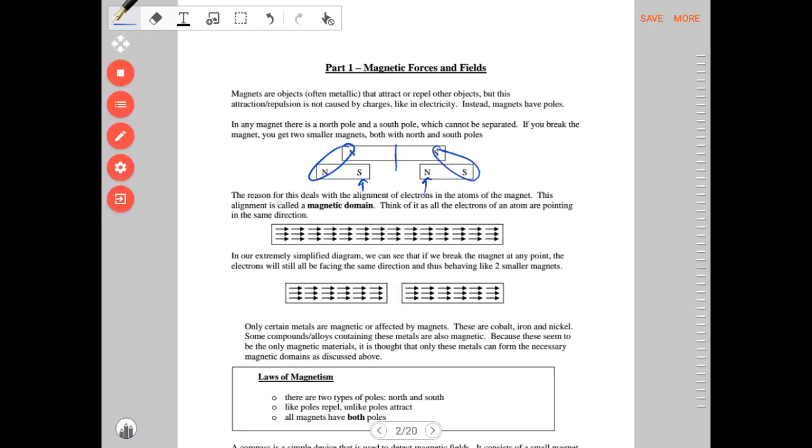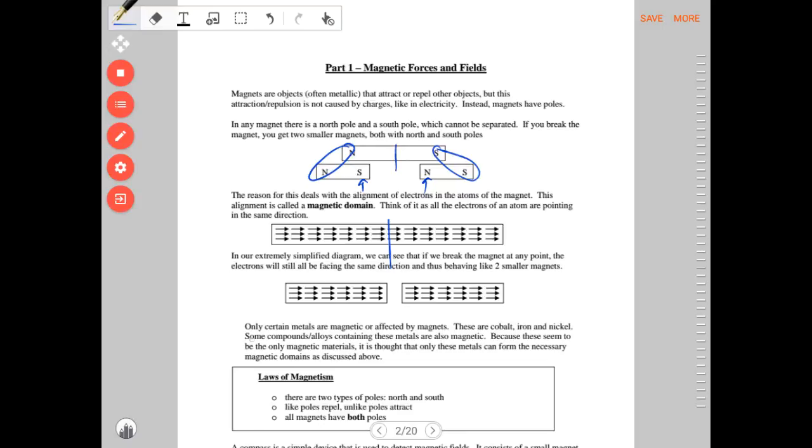This alignment is called a magnetic domain. Think of it as all of the electrons of the atoms pointing in the same direction, kind of like this. Now, please understand this is an extremely simplified diagram. But we can see that if we break the magnet at any point, the electrons will still be facing the same direction and then behave like two smaller magnets. We break that, it doesn't change the direction of the arrows. So anyways, we end up with north and south poles.